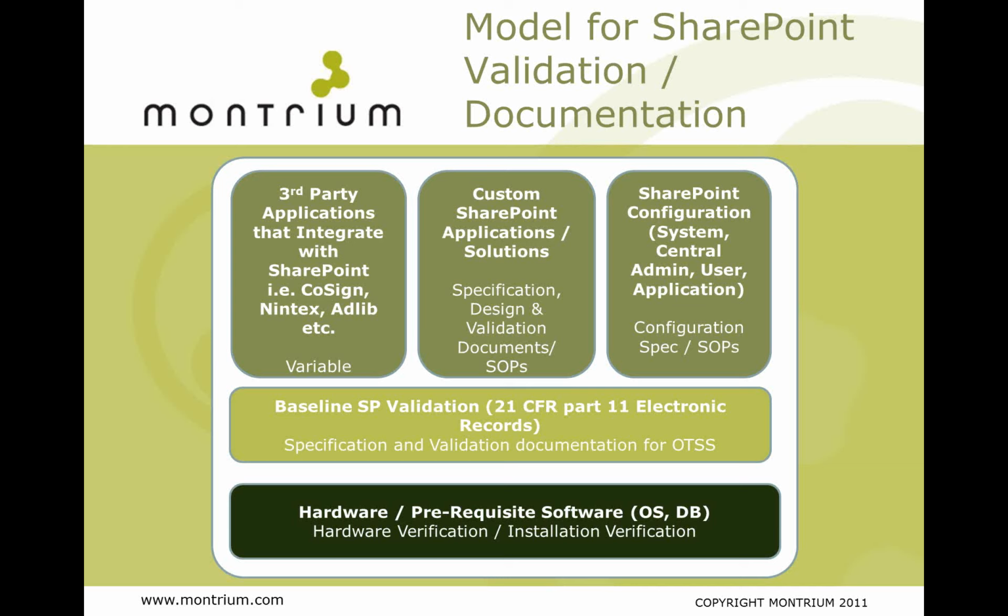Finally, we have SharePoint configuration. So this is really taking the existing functionality within the SharePoint environment and configuring it. And here we have 4 different levels of configuration. We have configuration at the system level, at the central admin level, at the user level, and at the application level. And here, in terms of documentation, we need configuration specifications to clearly document exactly what was configured in case we lose the system, or if we need to go back and understand what the configuration was at a particular point in time. And again, we also need to have SOPs which help us actually manage the configuration process for SharePoint.